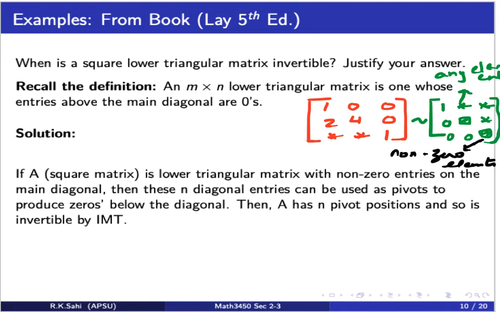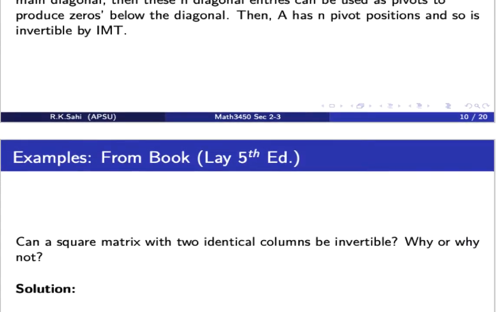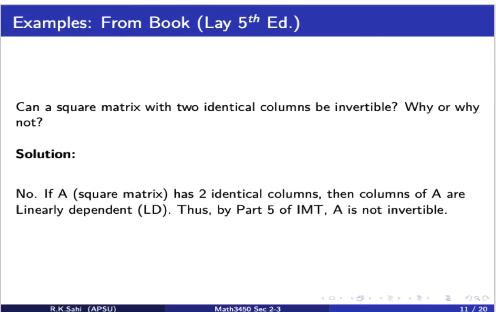Let's look at more examples. Can a square matrix with two identical columns be invertible? Why or why not? The answer is no, it's not possible. Because if you have a square matrix with identical columns, then clearly those columns are linearly dependent. And by part 5 of the invertible matrix theorem, A is not invertible. Or statement 5, whatever you want to call it.